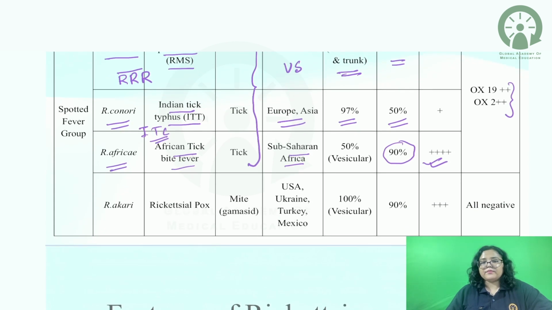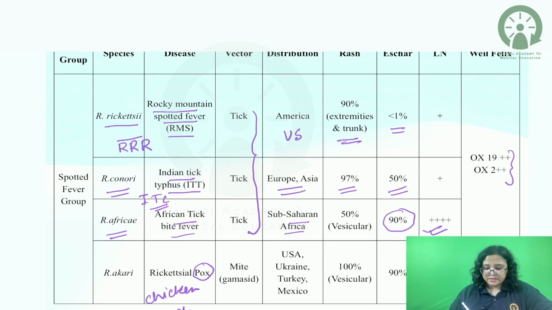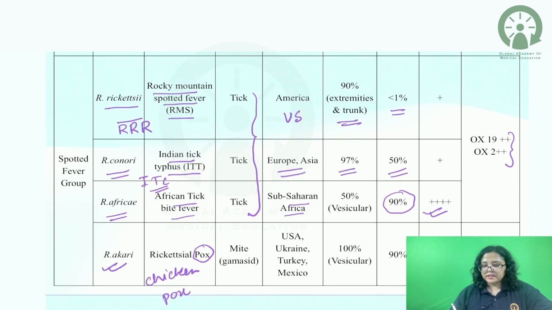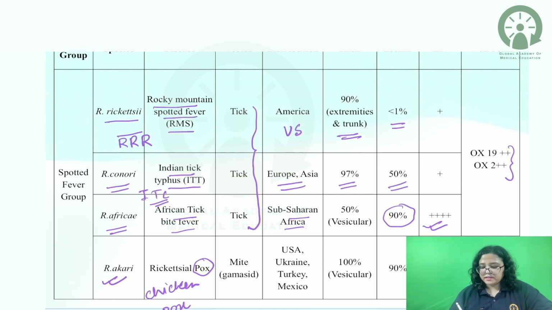The last group we have is rickettsialpox. Now rickettsialpox, from the pox it sounds similar to chickenpox, because this also has vesicular lesions. The species implicated is Rickettsia akari, and here the vector is different. It is not a tick, it is the gamasid mite. And here the rash is entirely vesicular, and the eschar is very prominently seen. Lymphadenopathy is seen, and in the Weil-Felix reaction we do not find any reaction, all negative.